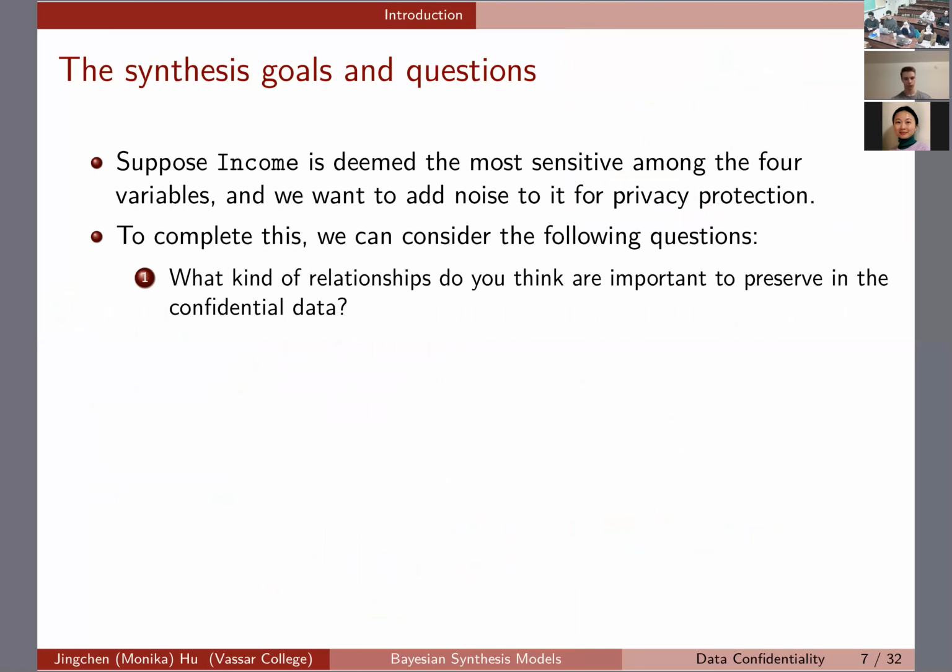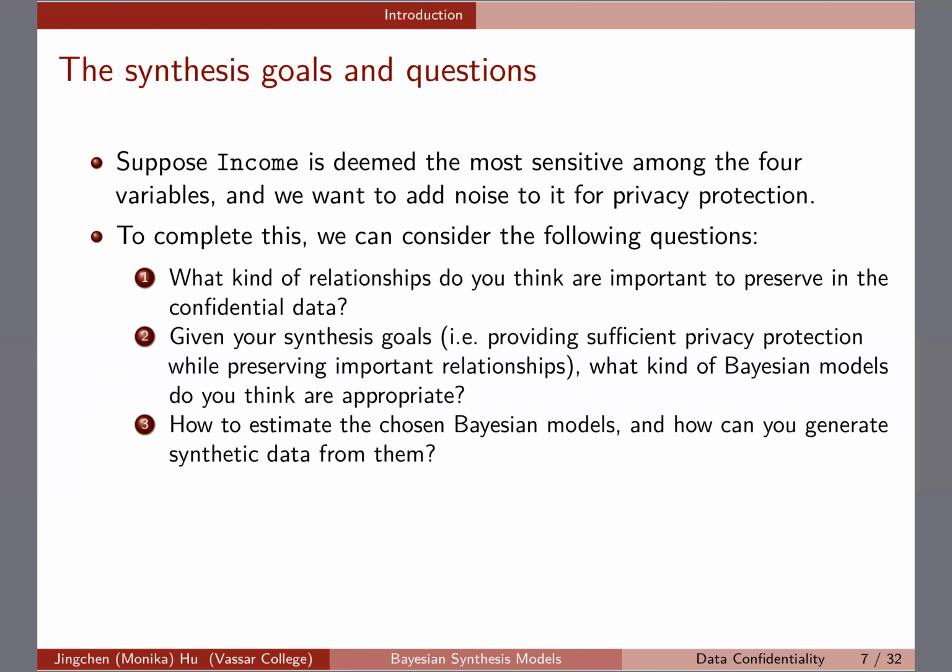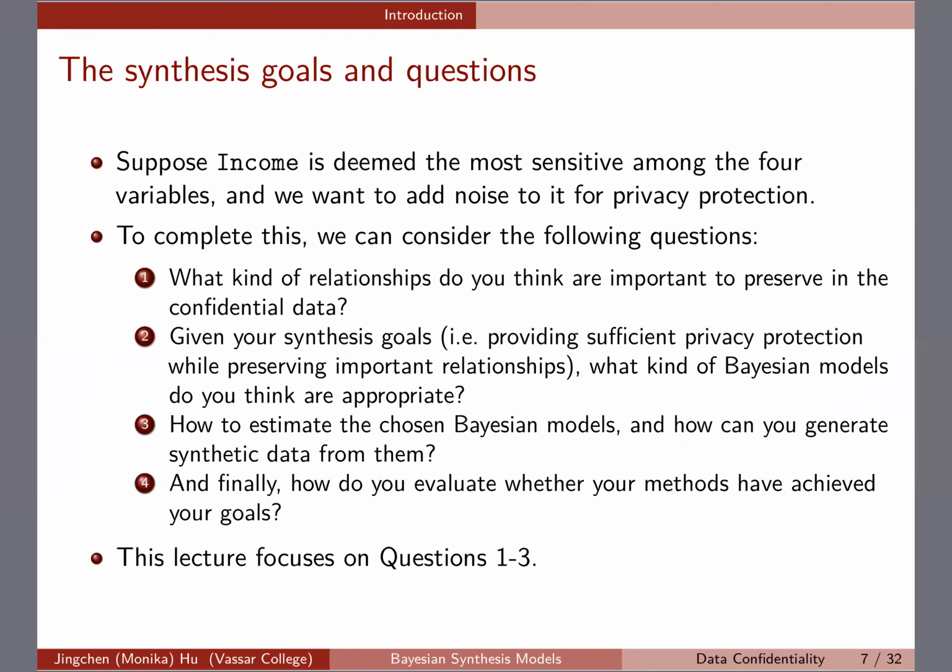All right, so to start simple, let's just assume income is the only one. What I listed over here is that before you design your synthesis models, you have to think about what kind of relationships you want to keep. Given that, you have to think about the appropriate Bayesian models, then how to estimate the models, and how to generate synthetic data out of them. That will be what we focus on, probably not only today, but next Tuesday as well. And lastly, how do you evaluate whether your methods have achieved the goals? Those will be for later weeks as well.